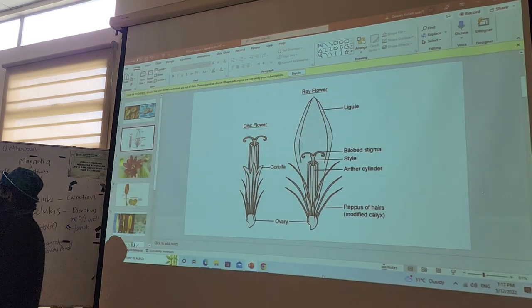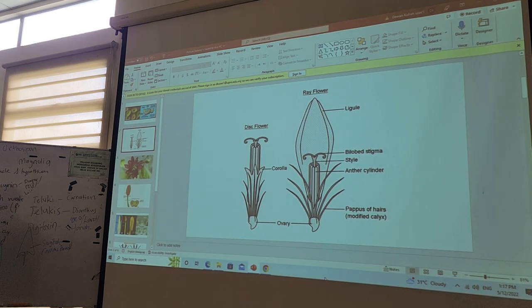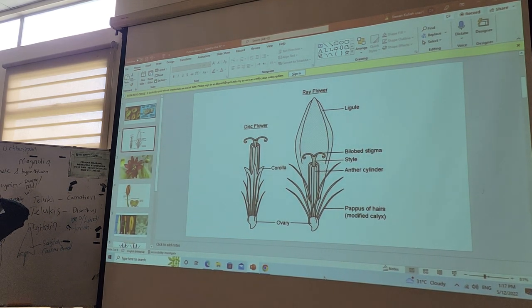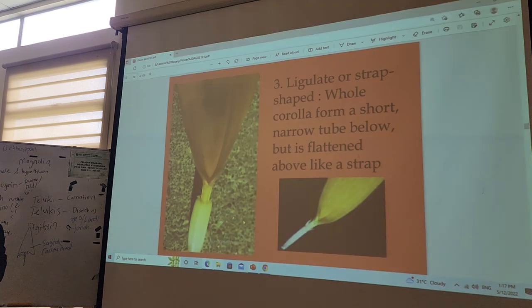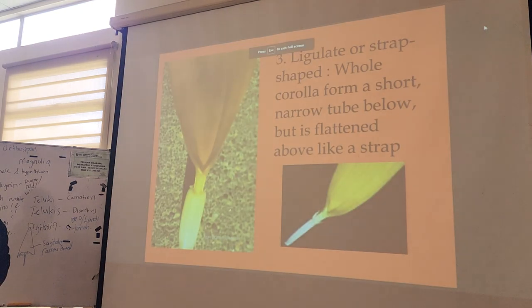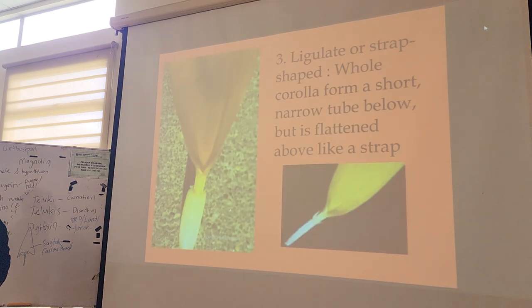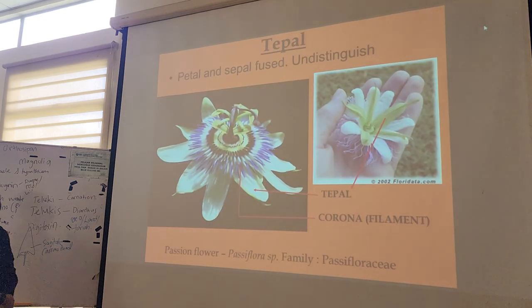Okay? Tubular, polypetalous. The other one? Ligulate, polypetalous ke gamopetalous ke apa? Look at the slide. Gamopetalous. Yeah. It's fused at the bottom. Okay? Just the top part got the ligule bit. Okay? All right. Okay. Go on.